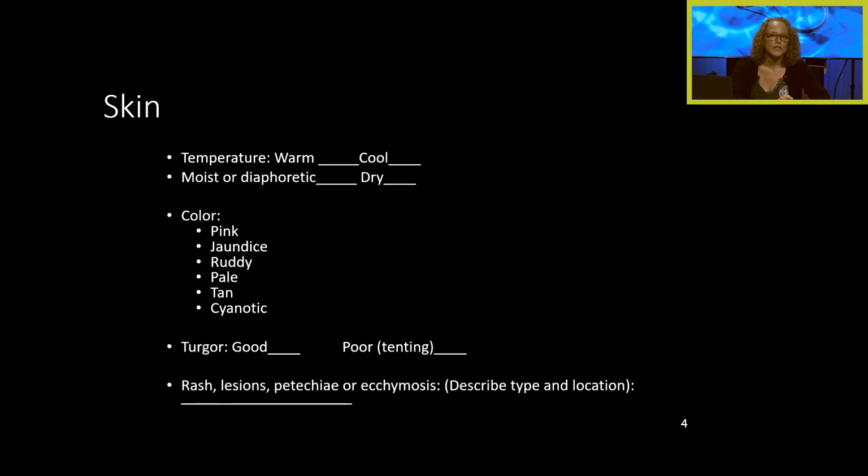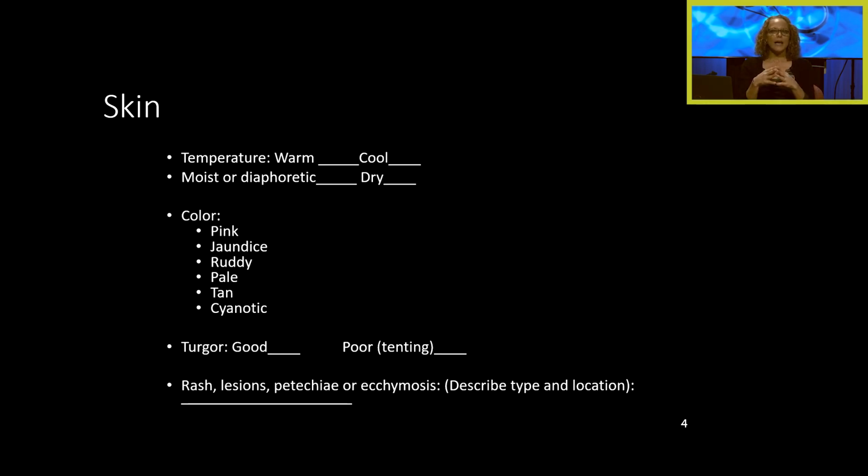The next thing we would be looking at is skin. And in skin, we want to look at temperature. We want to know if the temperature of the skin is warm, is it cool? Very importantly, we want to compare one side of the body to the other. So is one leg warmer than the other leg? And if so, is there a problem with circulation, right?